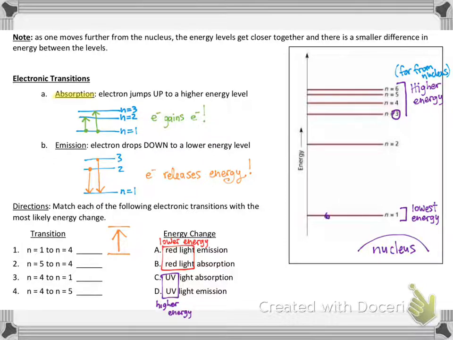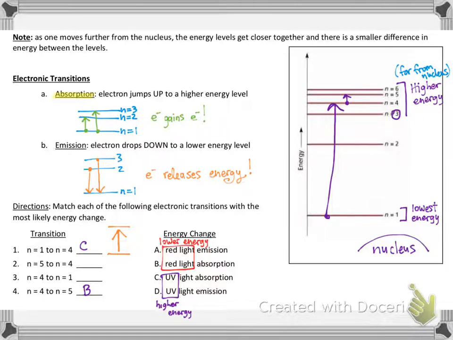If you're jumping up from energy level 1 all the way up to energy level 4, that's a really big difference. But if you're just jumping up from 4 to 5, that's going to be a much smaller jump and require less energy. So the lower energy absorption, the red light absorption, occurs when you have the tiny jump up. But the higher energy absorption is when you have the giant jump upward. So that gives us our different absorptions.